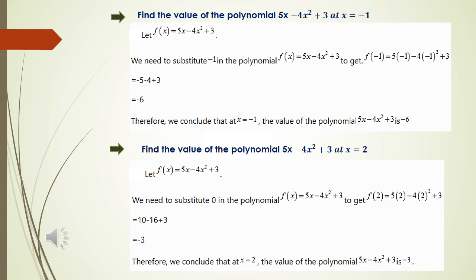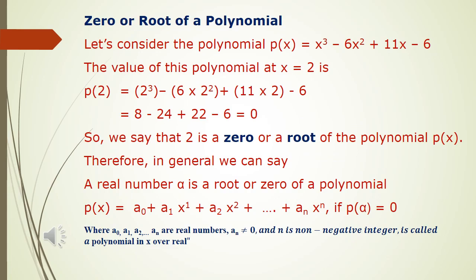Here you can see that for the same polynomial but for different values of x, we get different values for the given polynomial. Here you can see that for x equal to minus 1, we get the value of the given polynomial as minus 6, and for the same polynomial at x equal to 2, we get minus 3. Zero or root of a polynomial.